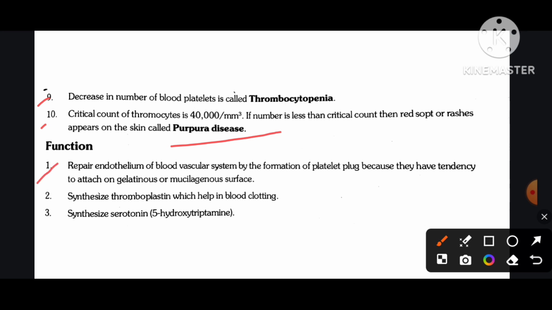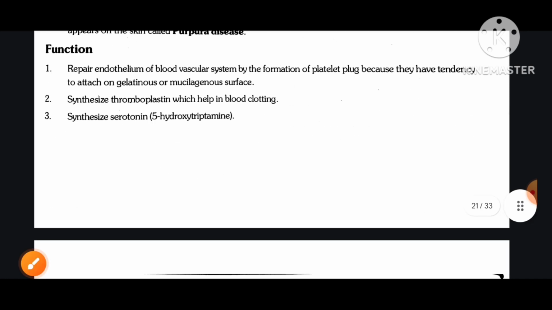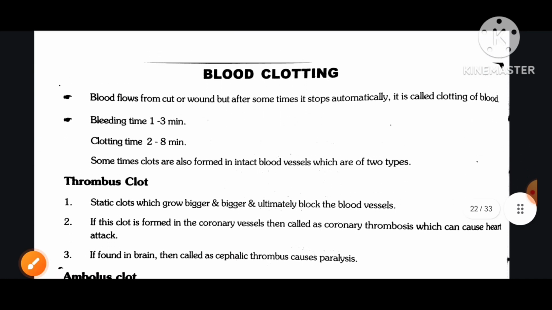Function: repair the endothelium of the blood vascular system by the formation of a platelet plug, because they have a tendency to attach to a gelatinous or mucilaginous surface. Synthesize thromboplastin, which helps in blood clotting. Synthesize serotonin, 5-hydroxytryptamine. Blood clotting.